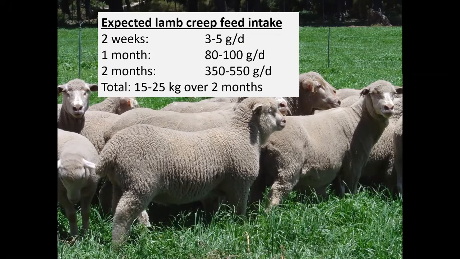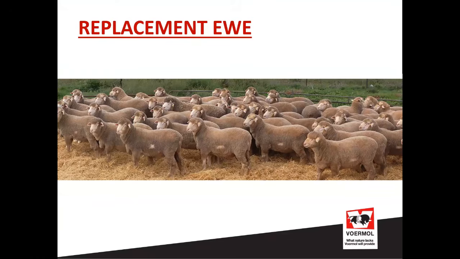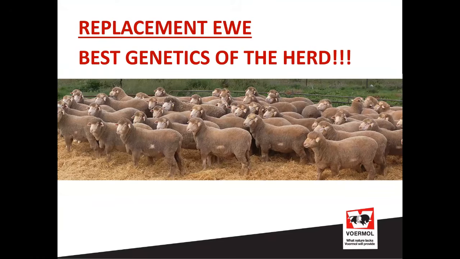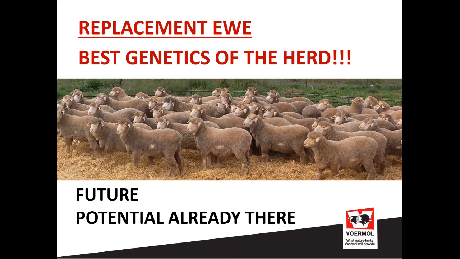Right, our replacement ewes, a very important group. They've got the best genetics of the herd. Remember, we're working with quality rams, quality ewes. That combination yields the best genetics of the herd. They are the future, and the potential is already there. We just need to unlock it with the correct feeding principles.